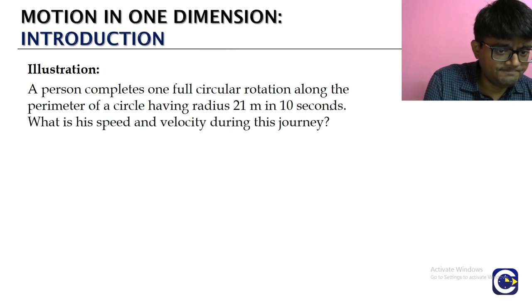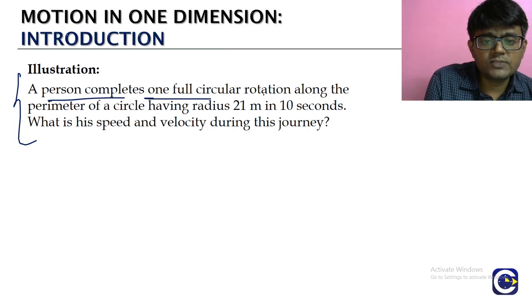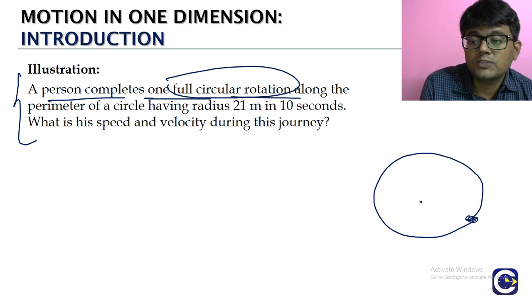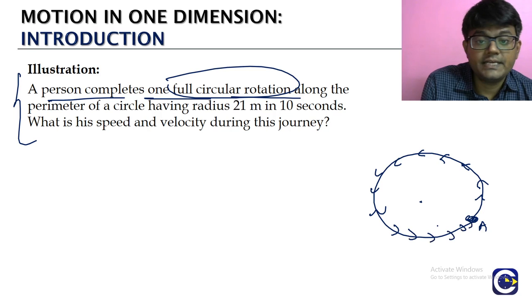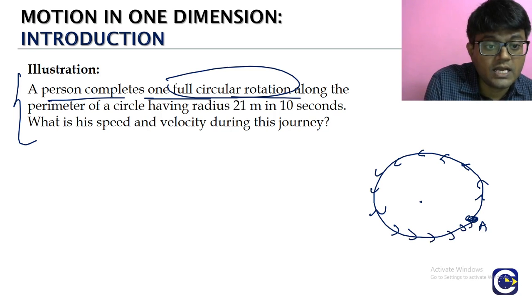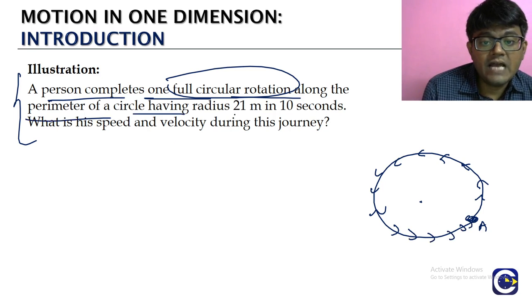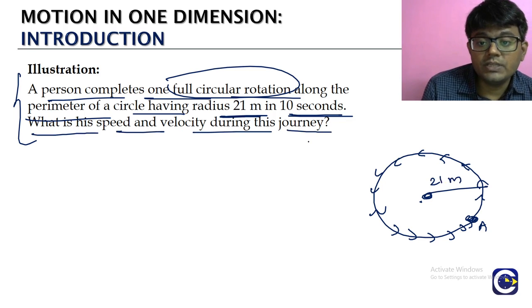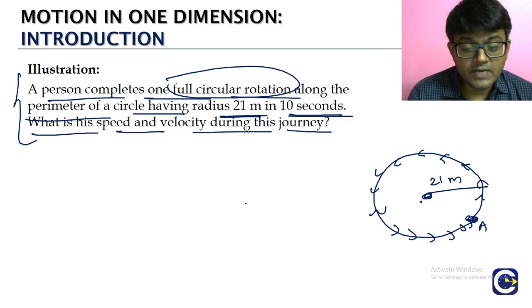Look at this question. A person completes one full circular rotation. What does that mean? If you look at a circle, one full rotation means starting from A, you go along the circular path and come back to the same point A. That is what we mean by one full circular rotation along the perimeter of a circle having radius 21 meters in 10 seconds. What is the radius of the circle? 21 meters. What is the time he is taking? 10 seconds. What is his speed and velocity during the journey?